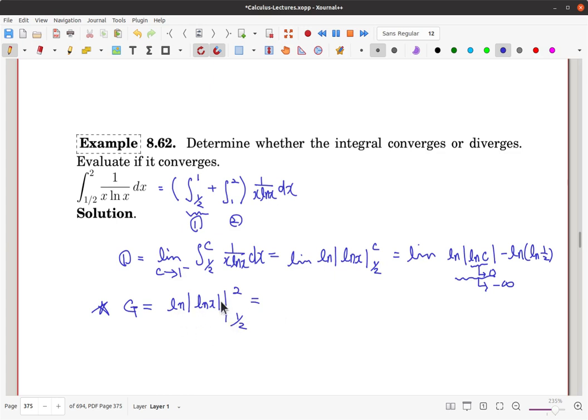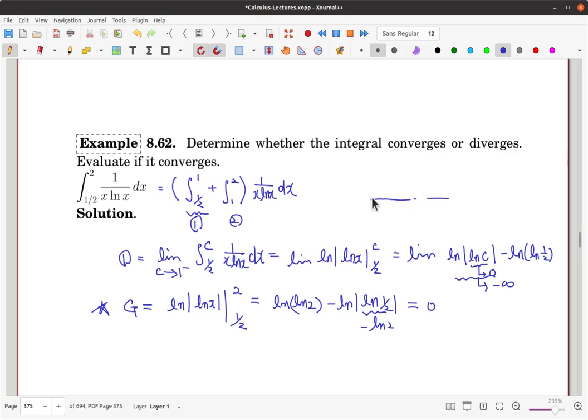For that one, at 2 there is the logarithm of the absolute value of logarithm 2, and then minus the logarithm of the absolute value of logarithm of a half, right? But this one is the same as minus logarithm 2, along with this absolute sign. These two will become the same, so it must be 0.